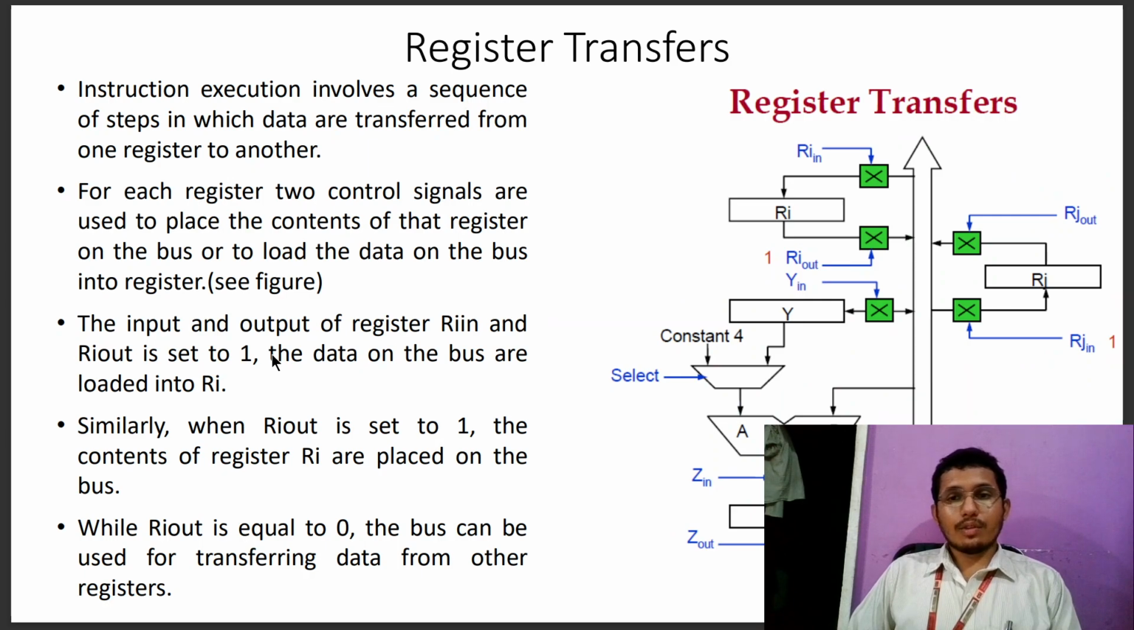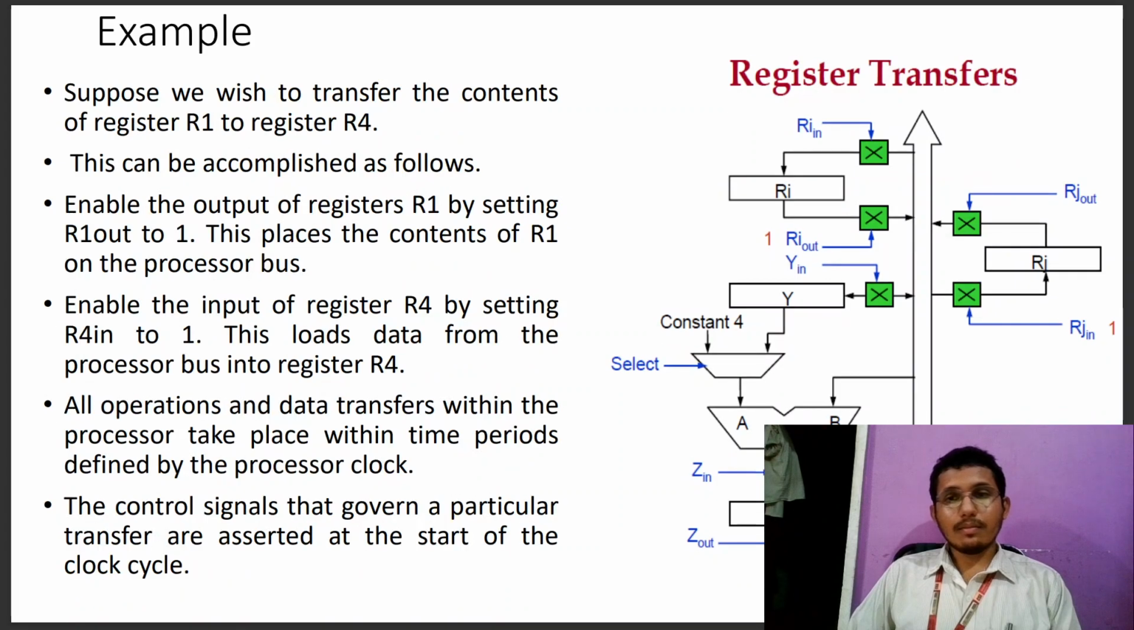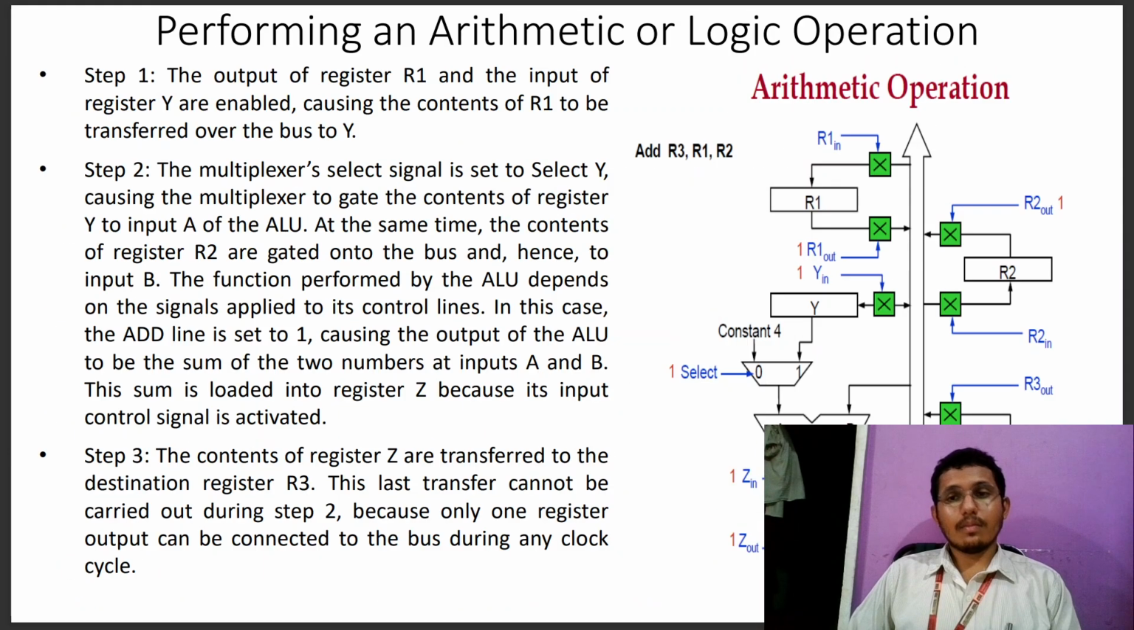Register transfers. How do register transfers work? Here, the input is taken and the output is sent to the bus. Every register works in the same way. In this multiplexer, the output of Y is sent here, and constant 4 is sent to increment the instructions of the PC, and it is sent to A. In the ALU, the operation is performed on A and B, arithmetic operations, and the output is sent to Z, and Z will put the output onto the bus.